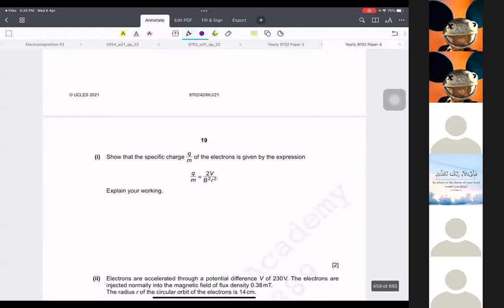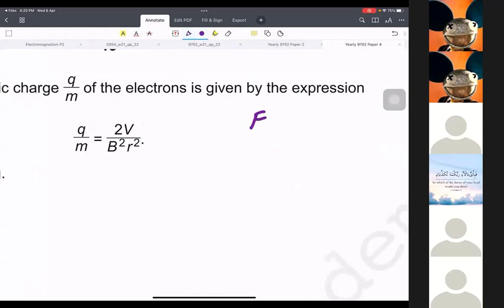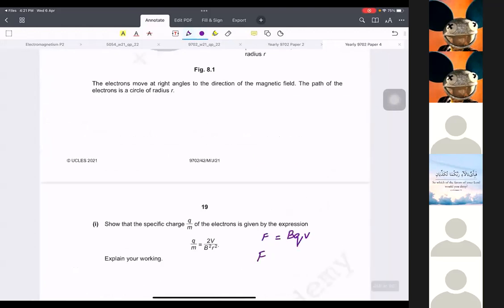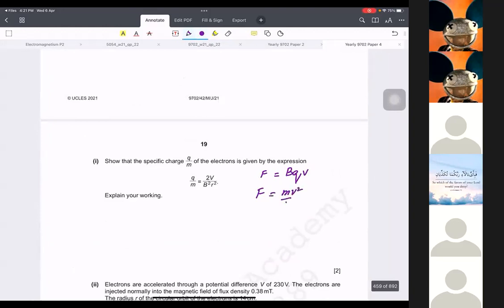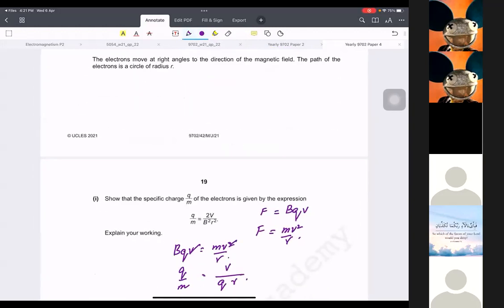Now, in the next one, it says the electron is moving at right angles. Show that the specific charge of the electron is given by the expression. Explain your working. Okay, this is not hard at all. It looks hard to you, it's not. The force on a charge in a magnetic field is BQv. Because it is going in circular motion, it should be compared to mv squared over r. So BQv equals mv squared over r. v and this cancel out. We need q upon m, so we put q over m here. We take speed and Br on this side. We actually found this, right? The speed is the square root of 2VQ over m.